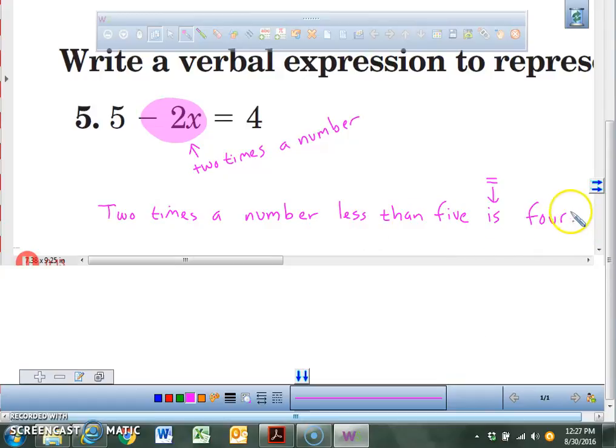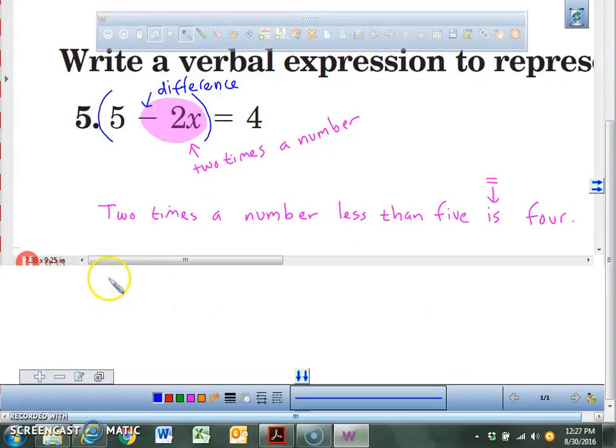Okay? Now, another way of thinking about this, obviously, what's an easy way of writing this? 5 minus 2 times a number is 4. That's probably the easiest way to write it. Another way we could write it, how could I write that whole expression? Whenever you see a minus sign, I don't want you to just think the word minus. I also want you to think of the word difference. Difference between two numbers.